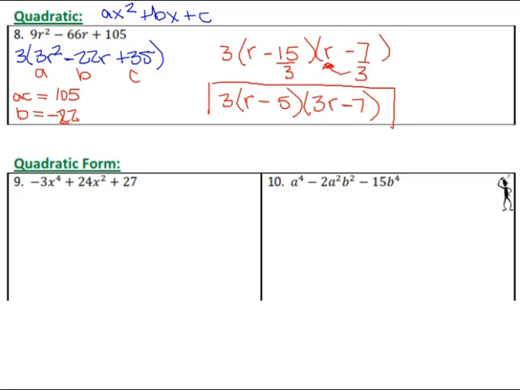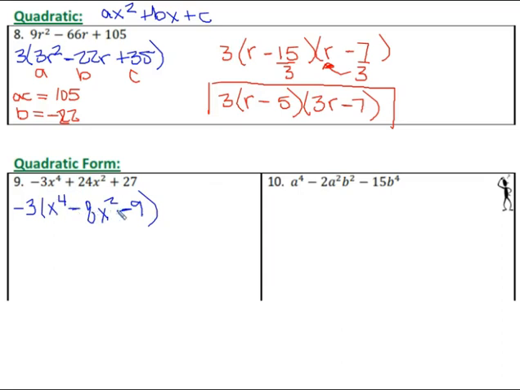Moving on to our last type of factoring, we have the quadratic form, which looks similar to this, but notice how our degree in this case is actually 4 and not 2. So the degree in these quadratic form ones is something other than 2, but what's nice is that they act very similarly to the ones that we just did up here. So we still want to figure out, is there anything we can initially remove? It looks like our coefficients all have a factor of negative 3. I'm going to deal with a positive first term, so I'm going to take out a negative 3. So I'm left with x to the 4th minus 8x squared minus 9.